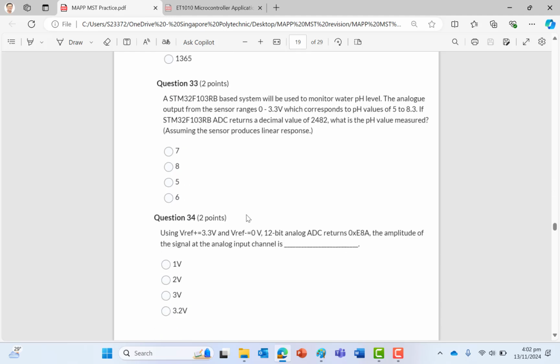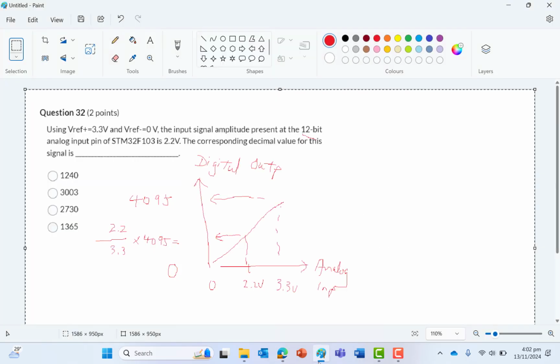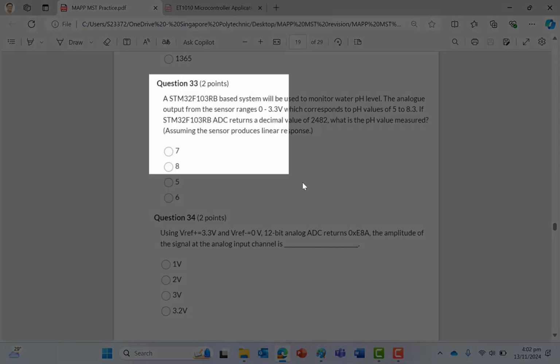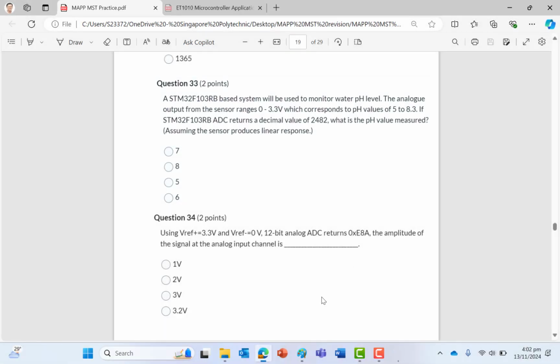Okay, next one. This one is really tough. This is a super tough question. Let me try to use the screenshot again. This one is a bit twisted, the question.